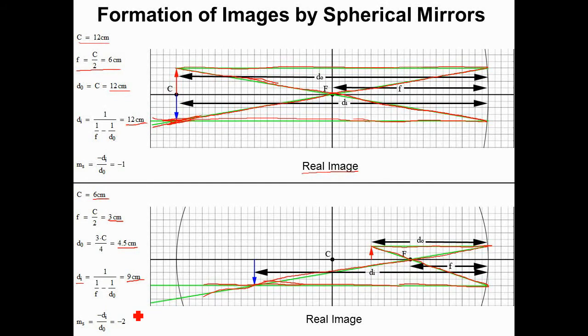And the magnification is just going to be the negative of the image distance divided by the object distance, and I get the magnification is -2. And if you look, you have 2 units for the object, you have 4 units for the image.